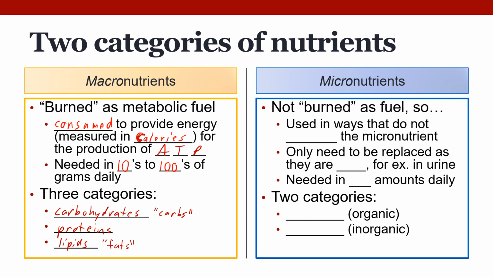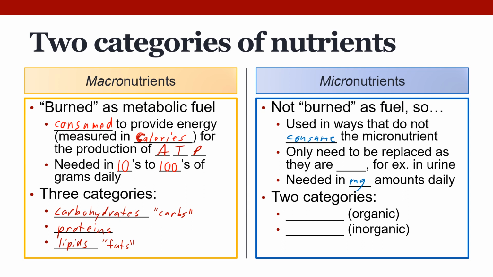Okay, on the other side, over here we have micronutrients. These are not burned as fuel, so they're typically used in ways that do not consume the micronutrient. They're called micronutrients because they're only needed in milligram amounts daily. Some are needed in such small amounts that they're micrograms, but those are what we would call trace micronutrients.